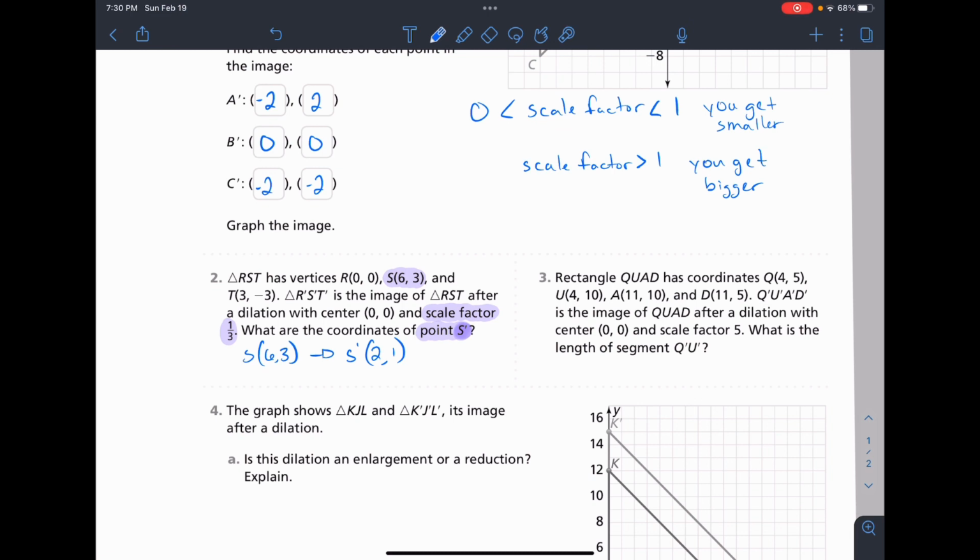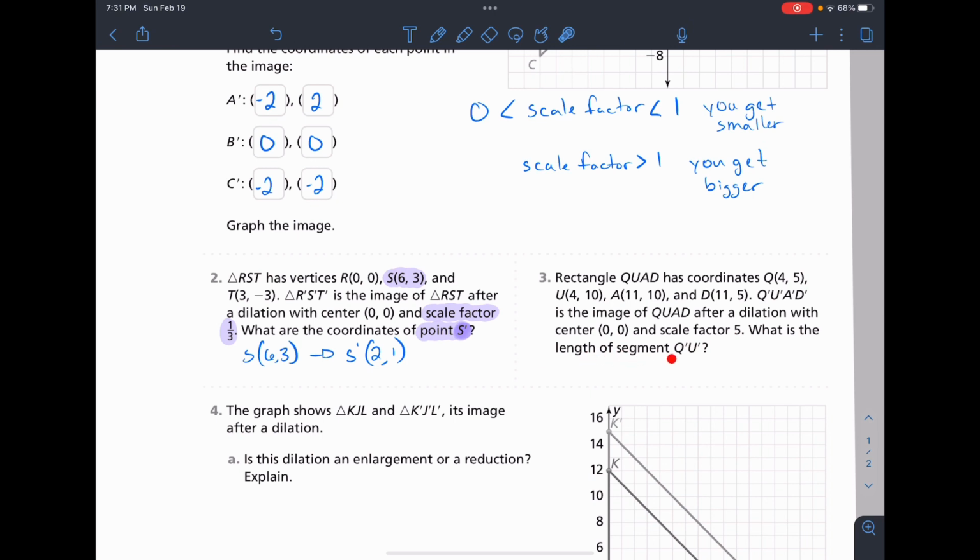All right, number 3 says, this time you have a rectangle. QUAD has coordinates 4, 5, 4, 10, 11, 10, and 11, 5. The new rectangle is the image of the old one after a dilation centered at 0, 0. So remember, I said all the problems we're going to do are going to be centered at 0, 0, and the scale factor of 5. So this time you have a scale factor that is greater than 1. This time we have a 5. So our picture is definitely going to get bigger.